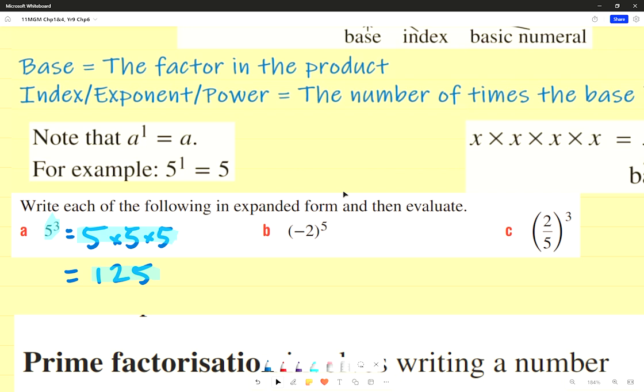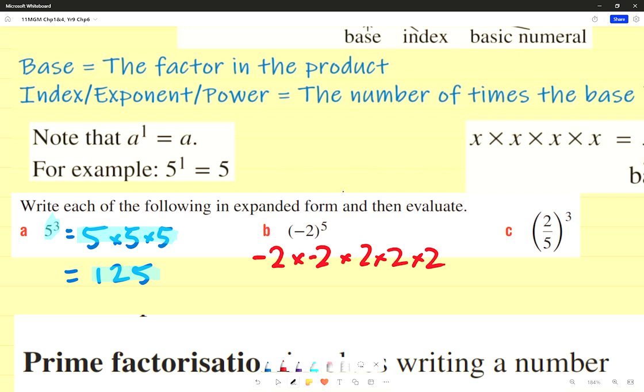The next one, here's a mistake a lot of students make. I'm going to write down the mistake, and then I want you to see if you can figure it out. Don't copy down what I'm writing. The mistake that students make is this. It's negative 2 to the power 5, negative 2, and then it's the power 5, so I'm going to times it by 2, times 2, times 2, times 2, so there are 5 of them. What have I done wrong?